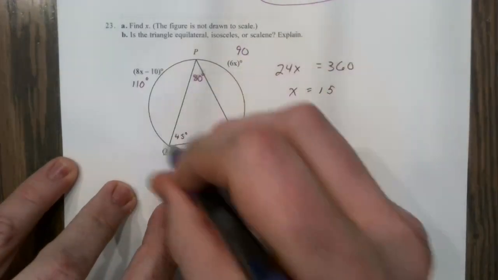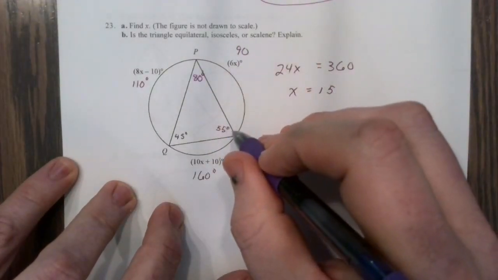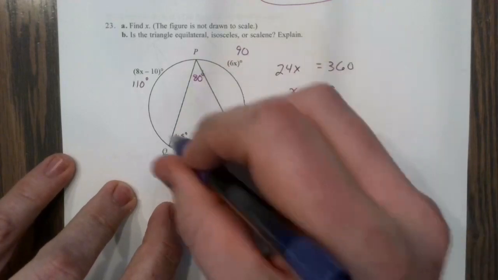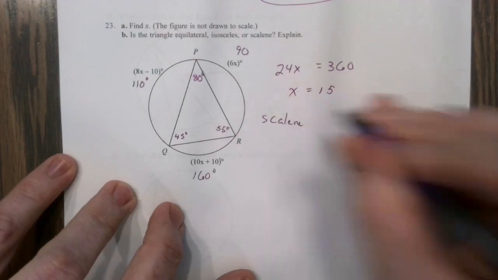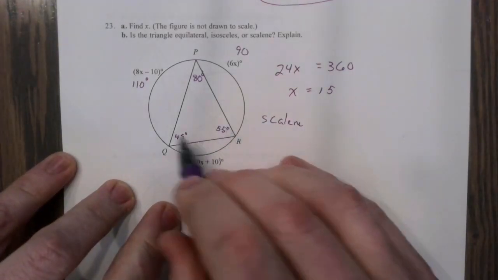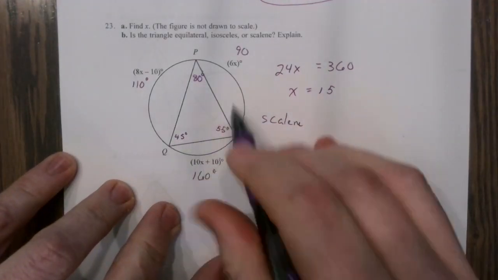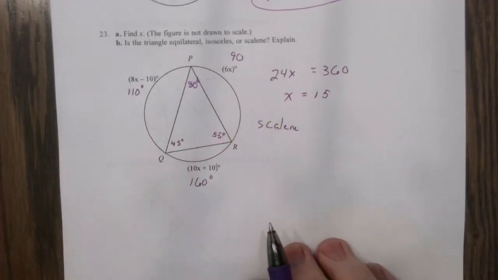Now here, these all add up to 180, which is good, they should, but because none of them are congruent, I know that this is a scalene triangle, right? Because if it was isosceles, 2 of the angles would have to be congruent. If it was equilateral, they would all have to be 60, okay?